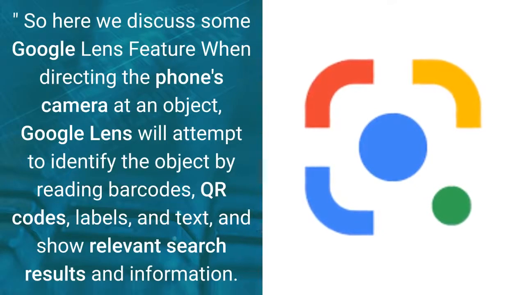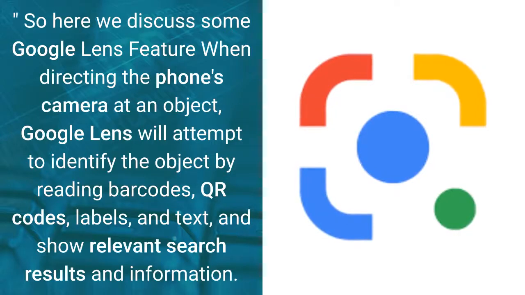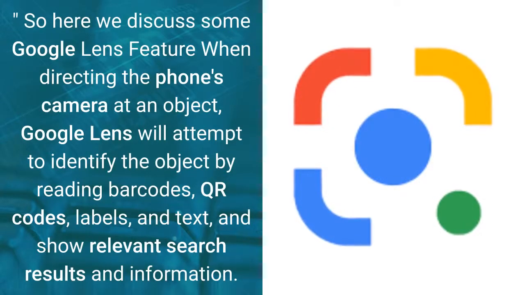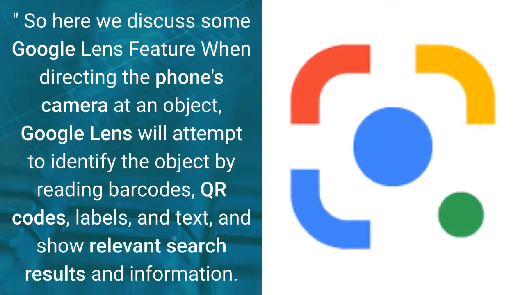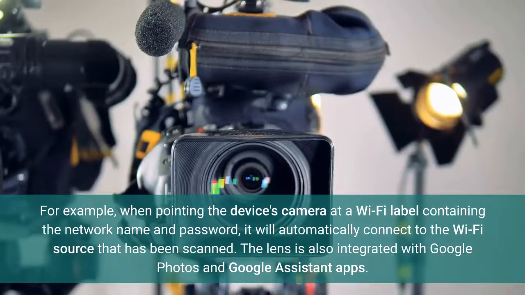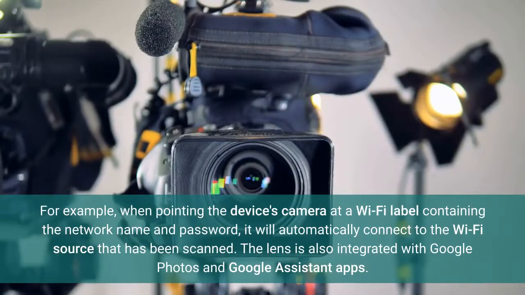When directing the phone's camera at an object, Google Lens will attempt to identify the object by reading barcodes, QR codes, labels, and text, and show relevant search results and information. For example, when pointing the device's camera at a Wi-Fi label containing the network name and password, it will automatically connect to the Wi-Fi source that has been scanned.